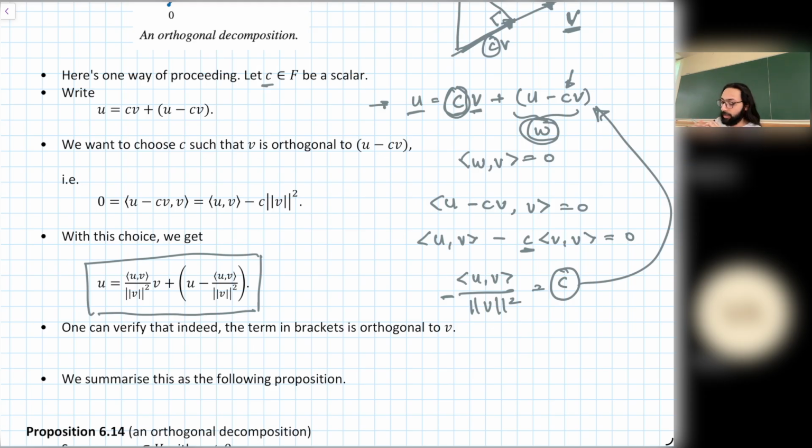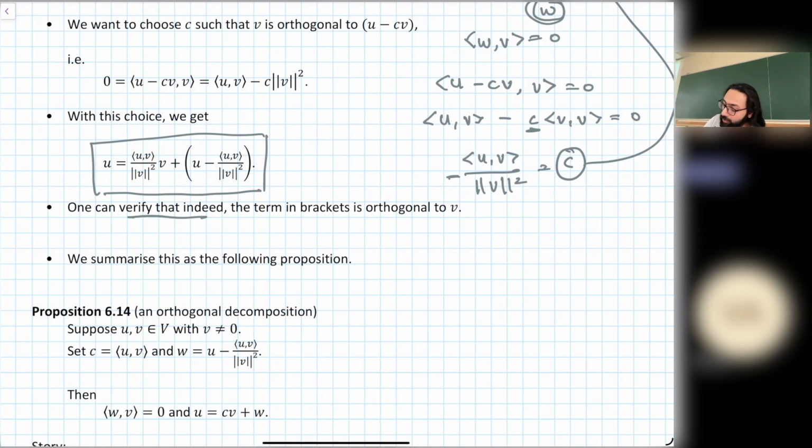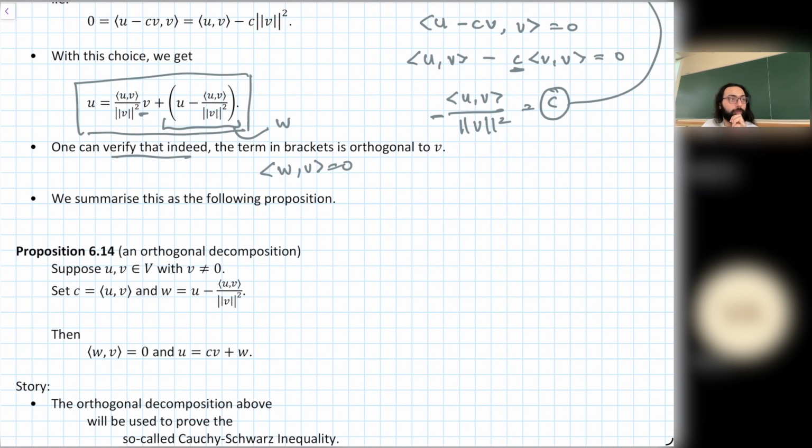Okay. So one thing you can actually check explicitly. This is the vector that we call W, right? And we wanted this W to be orthogonal to what vector? V, right? So one can actually check now that you've substituted it, that the inner product of W and V will turn out to be 0. That's how we found C. Obviously, it will, but you can check. Making sense?